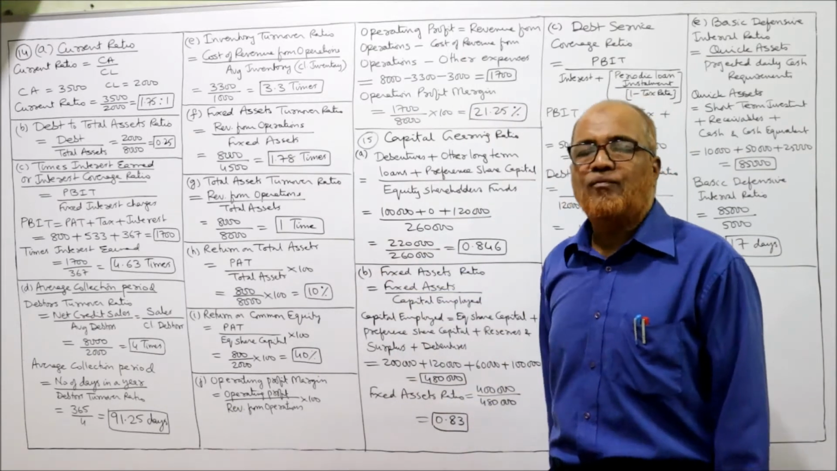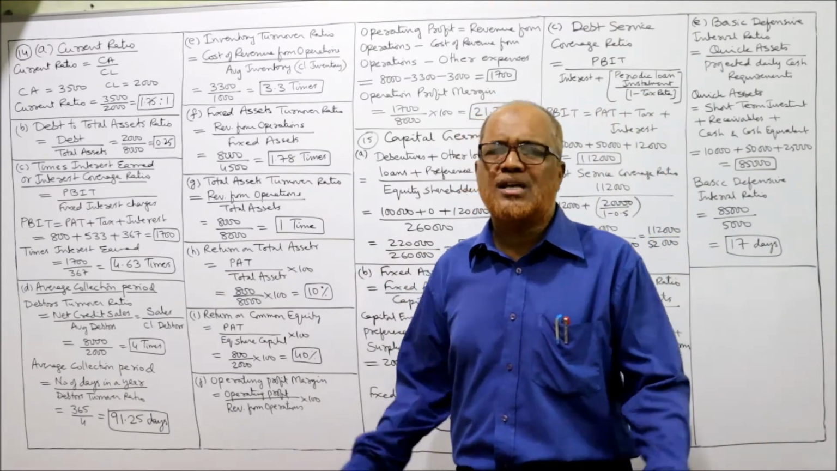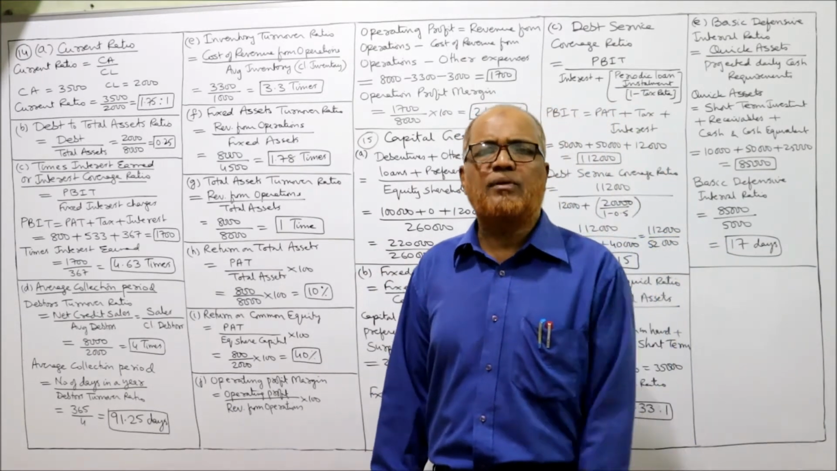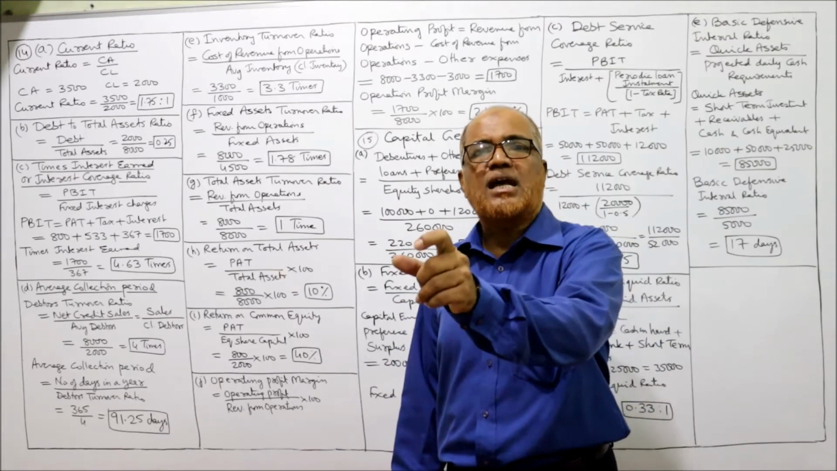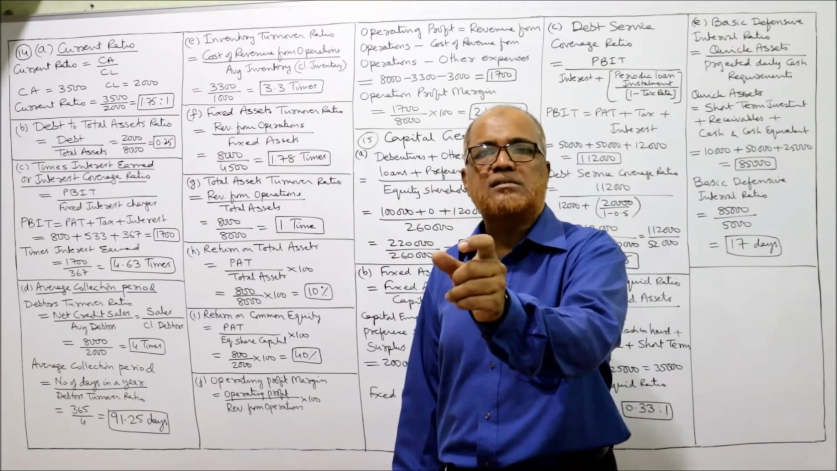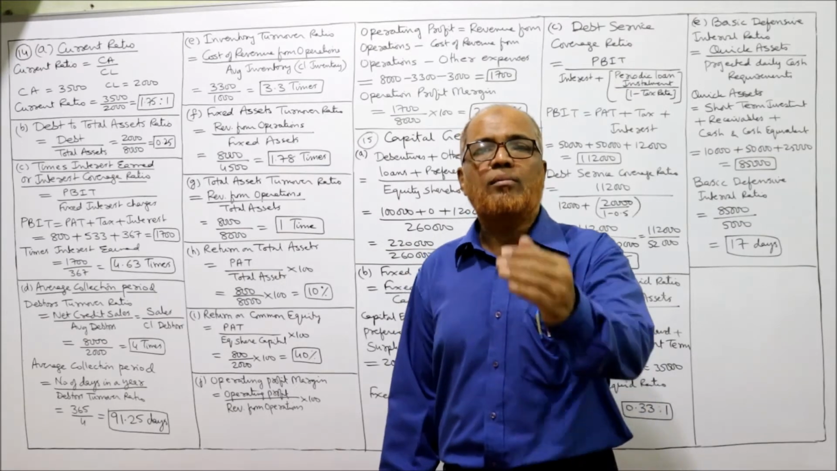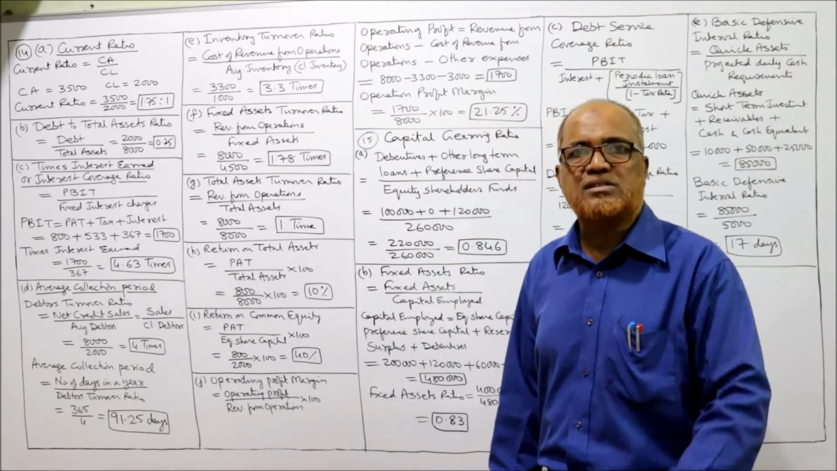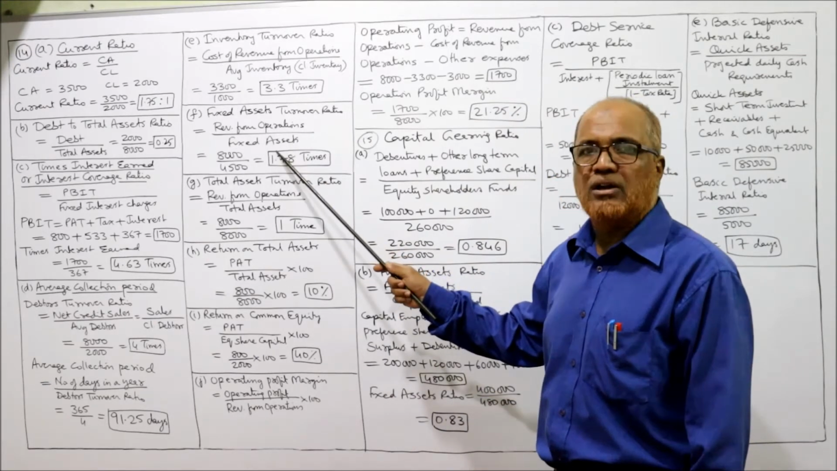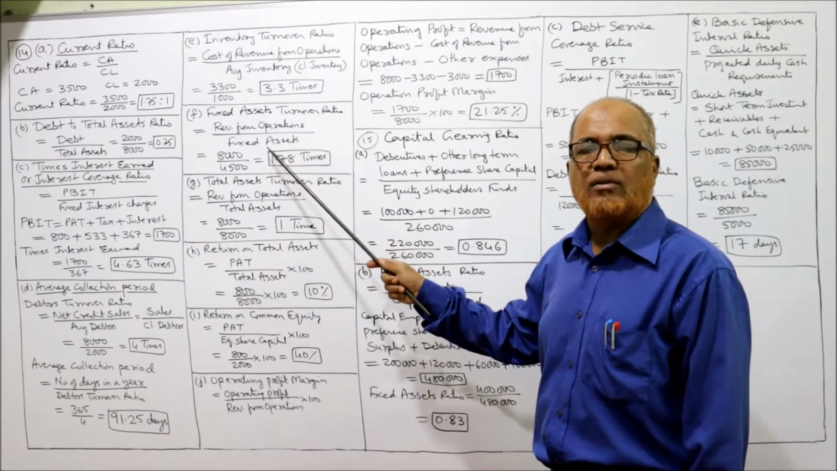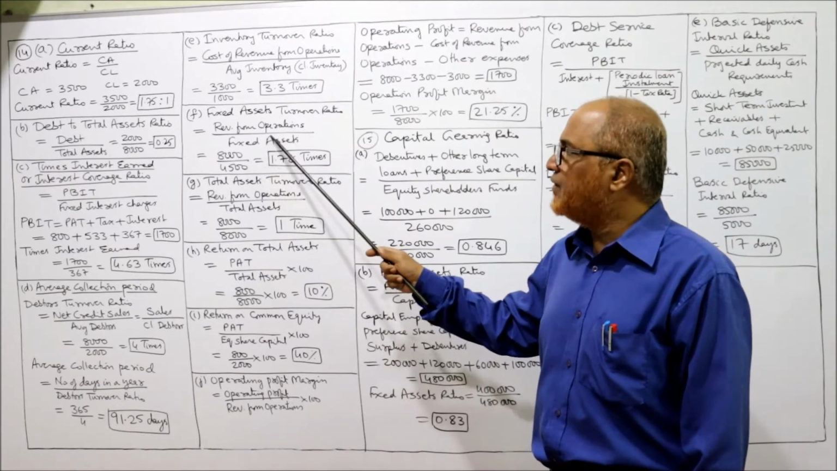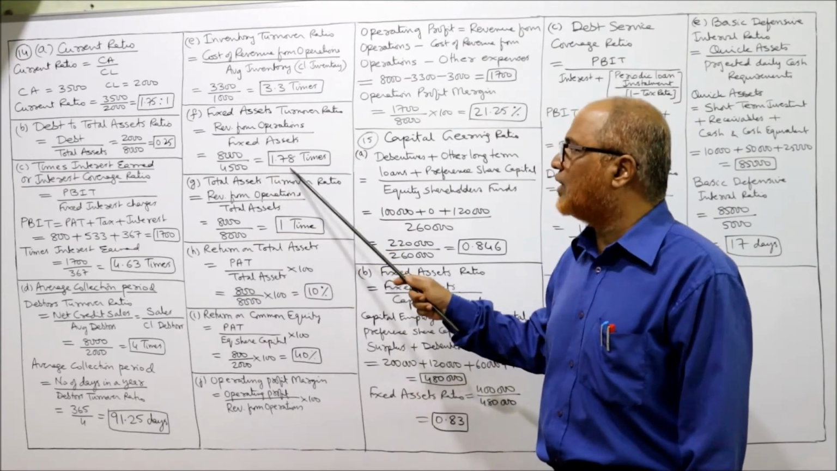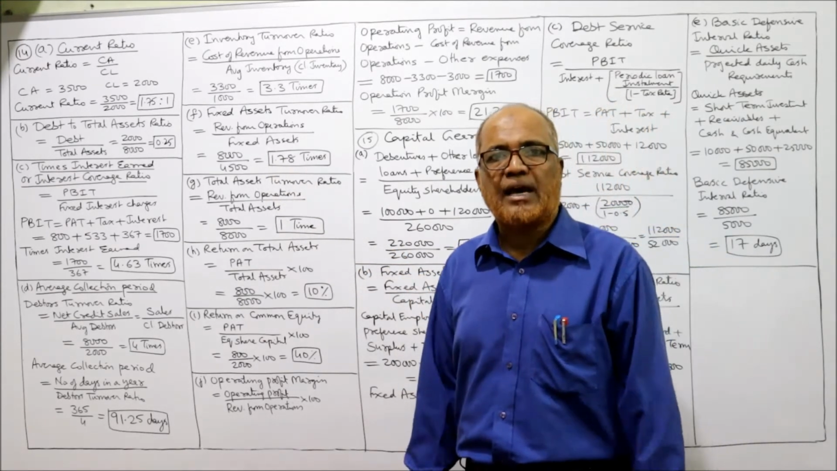Next ratio, it is asking you fixed assets turnover ratio. This is an old ratio. Already we have applied it in the previous problem. Turnover means sales. Formula is revenue from operations divided by fixed assets. So revenue from operations 8000 and fixed assets are given 4500. So 1.78 times, easily we have calculated.